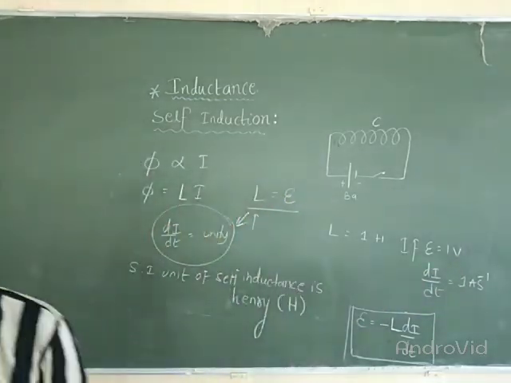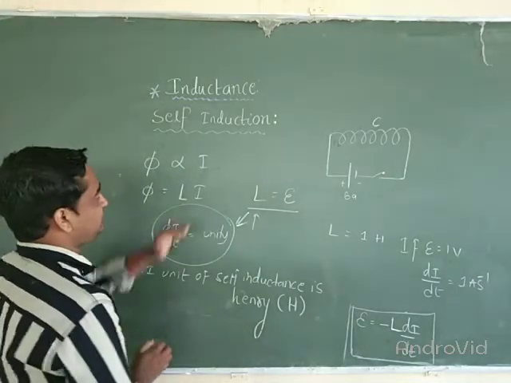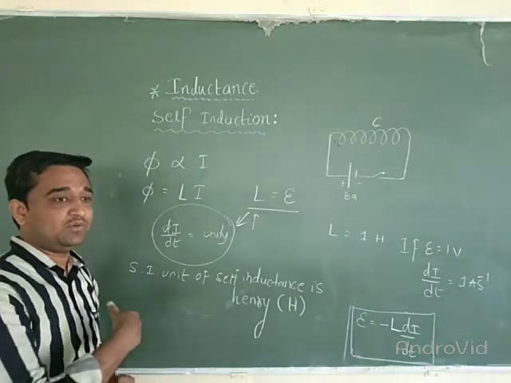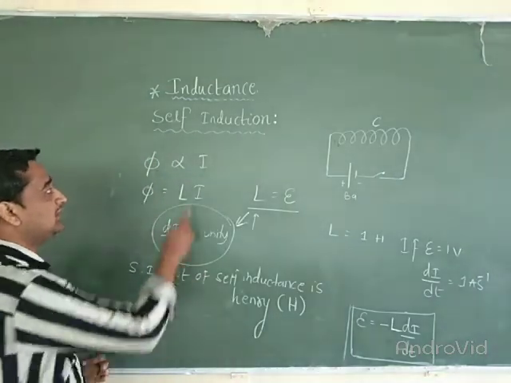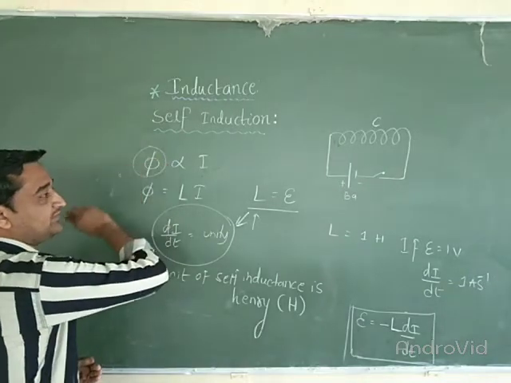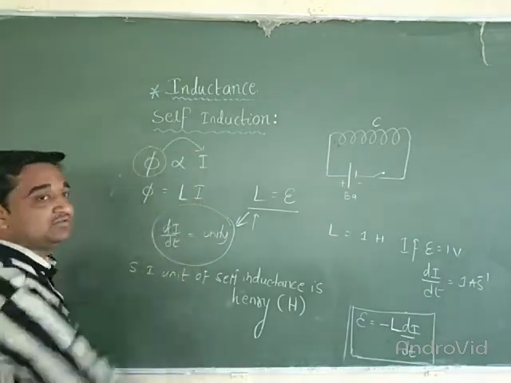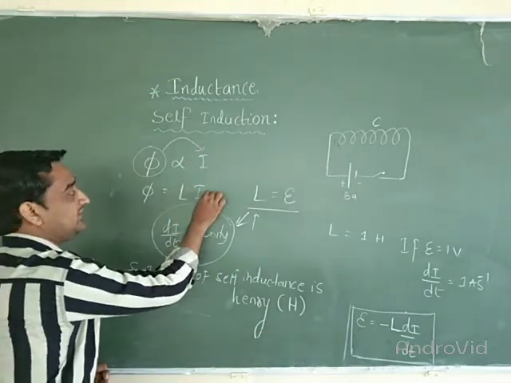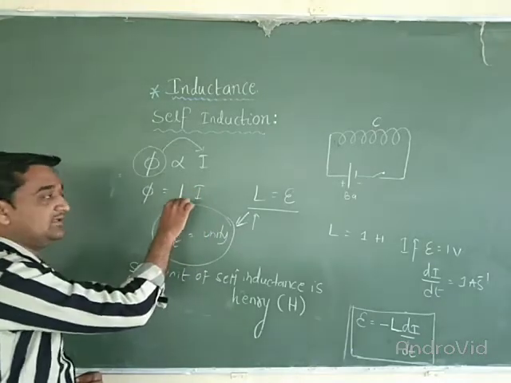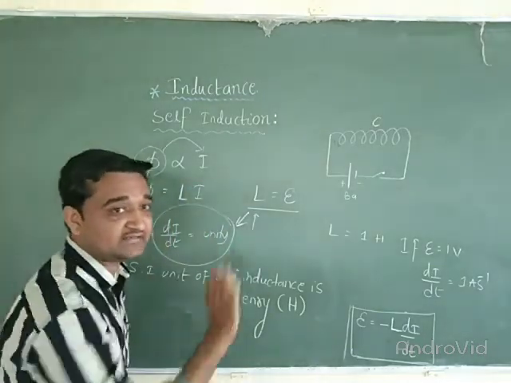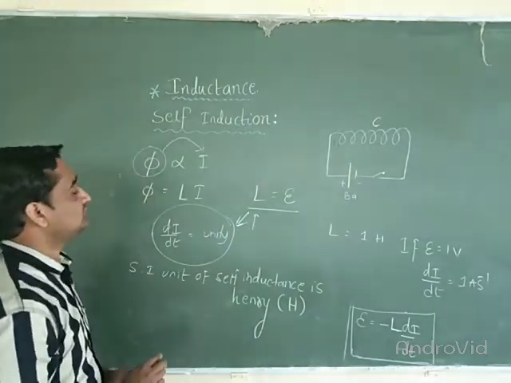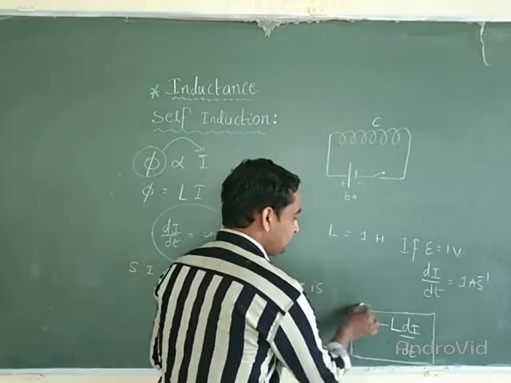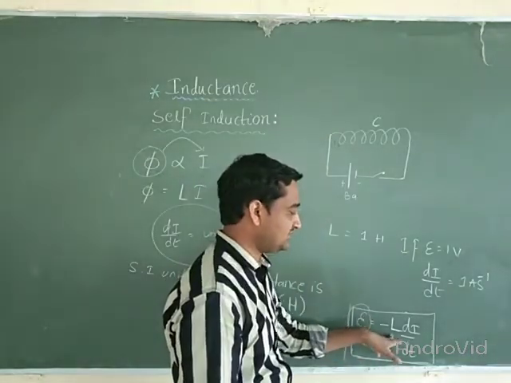So this is the very important term we have discussed here, self-induction. What is self-induction? What is back EMF? From this expression, the magnetic flux linked with the coil is directly proportional to the current through the coil. So from this equation we have written φ is equal to L into I. Here L is called the coefficient of self-inductance, or simply self-inductance. From Faraday's law of electromagnetic induction, we have the induced EMF in the coil equal to minus L into di by dt.